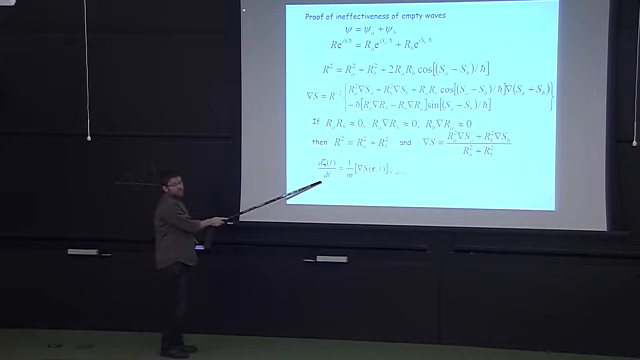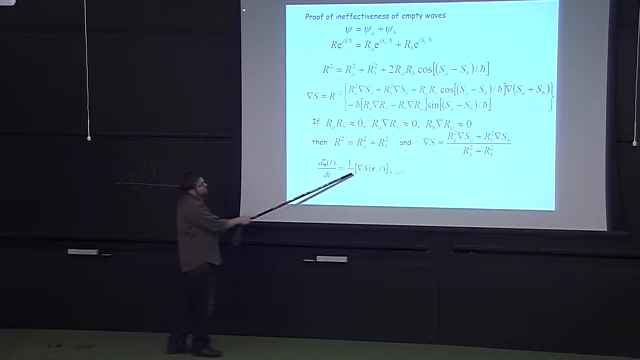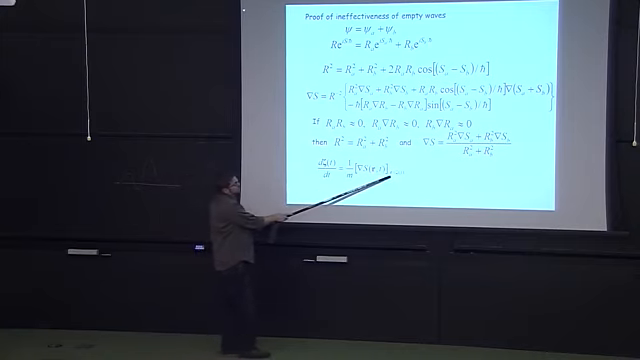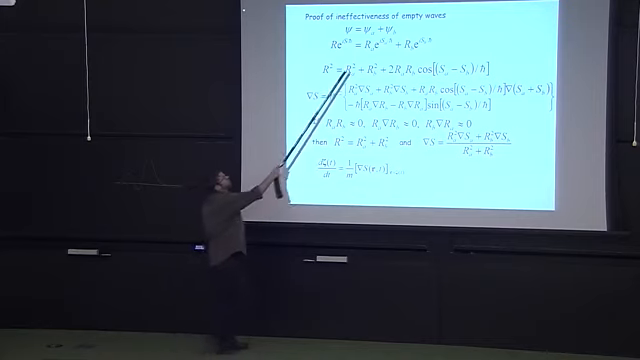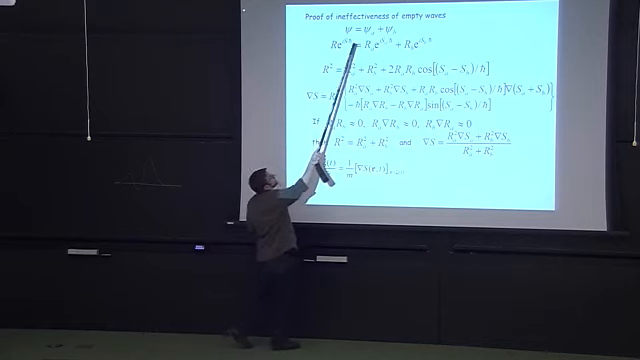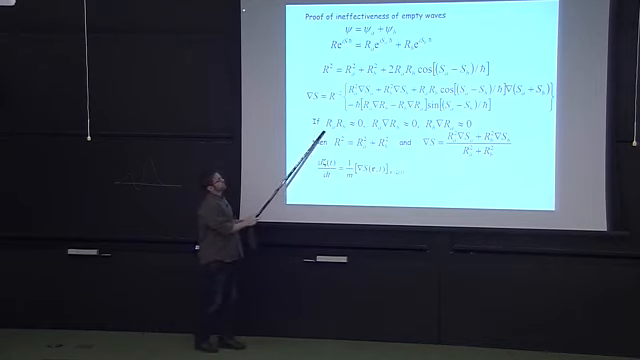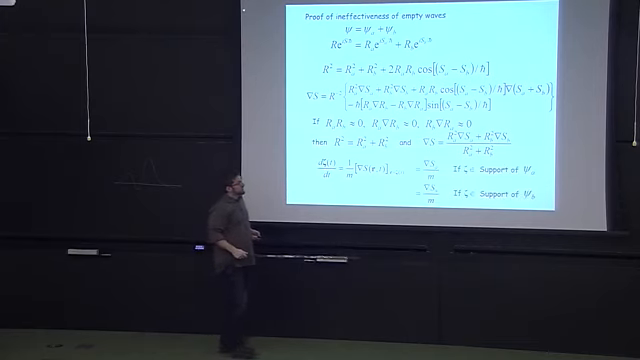Let me remind you of the guidance equation. The velocity of the Bohmian particle is given by the gradient of S evaluated at the position of the Bohmian particle. Now imagine that the position of the Bohmian particle is in the spatial support of, say, psi A. It can't be in the spatial support of both because their spatial supports are non-overlapping. So imagine it's in the support of psi A.